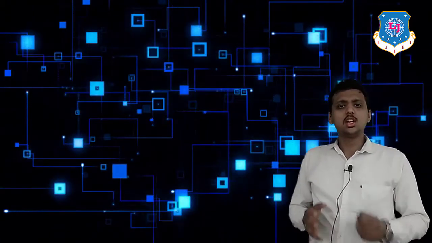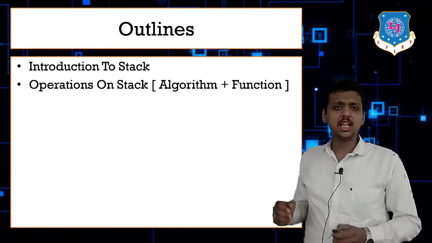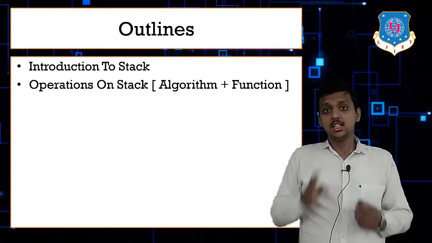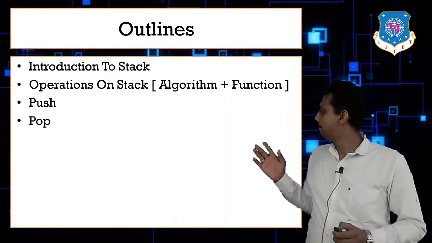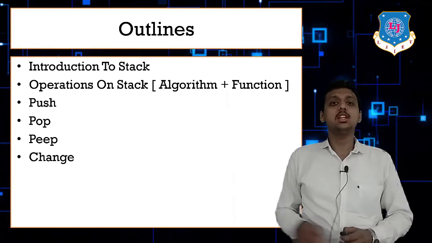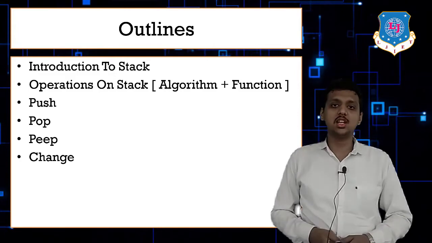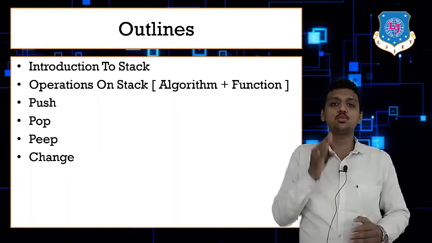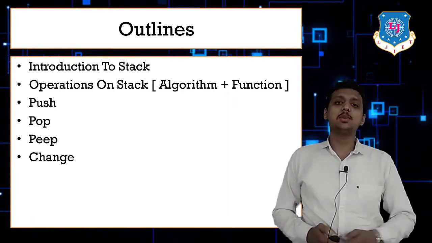Students, today we first understand what we mean by the stack, an introduction to stack, then the various operations applied on stack. Basically, we apply 4 different operations on stack, that is push, pop, peep, and the last one is change. We are going to see the algorithm for push, pop, peep, change, how these functions work, and how you can define the C function for the push, pop, peep, and change algorithm. Fine. So let's begin with the first.